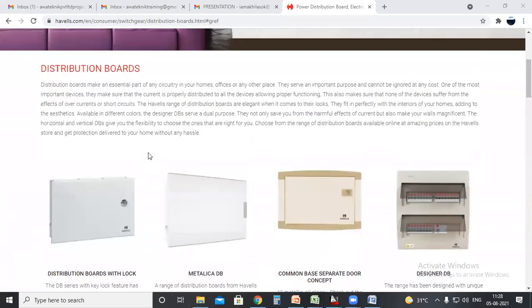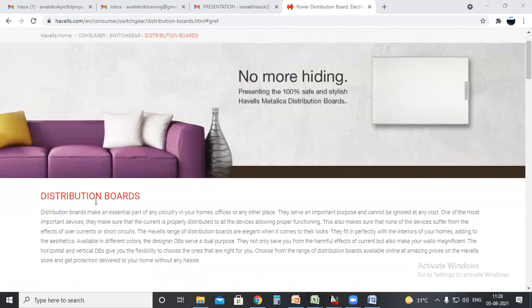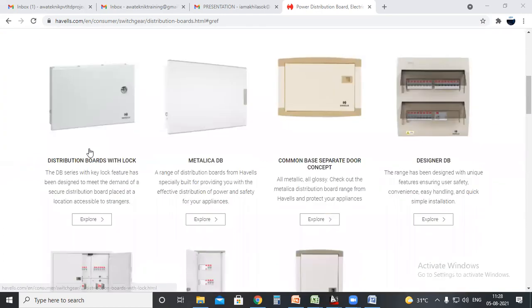Okay, so while taking the section distribution board, you can see different types of distribution board with locks. The only difference is the purpose. You can lock this type of distribution board. That is the only difference. Okay, Metallica DB, so you will be having a metal door. Okay, common base, separate door concept. Okay, we can explore each and every type.